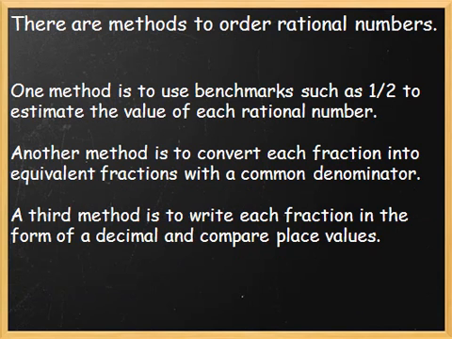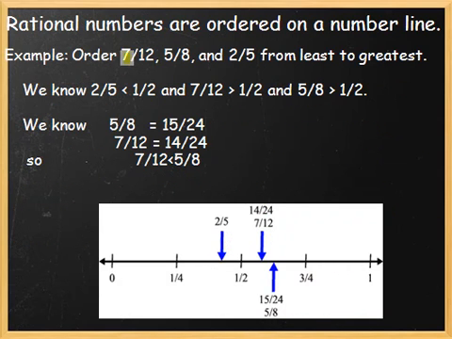In order to order rational numbers, we can use benchmark fractions, such as 1/2. We can find common denominators in order to compare the numerators, or we can put it in decimal form and compare along place value. Let's look at the first and second method. We want to order the fractions 2/12, 5/8, and 2/5. The first thing that we can recognize is that we know that 2/5 is less than 1/2. We can see that on our number line.